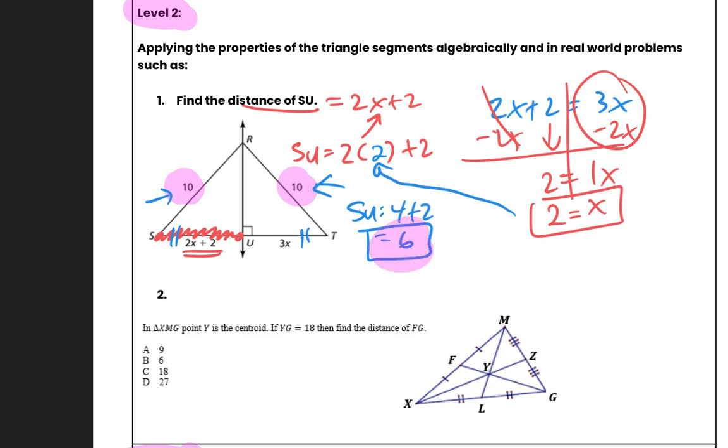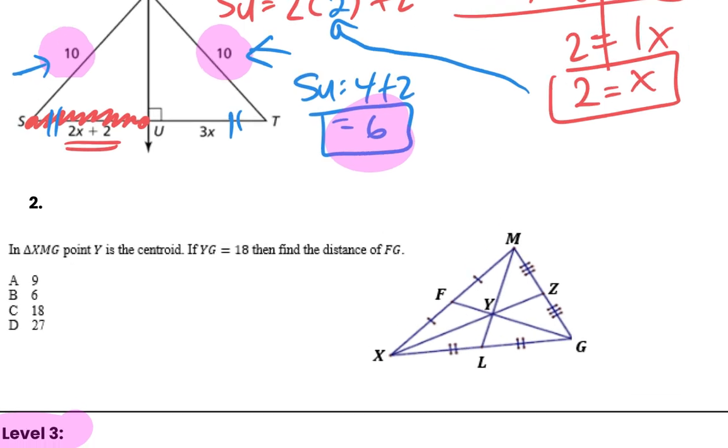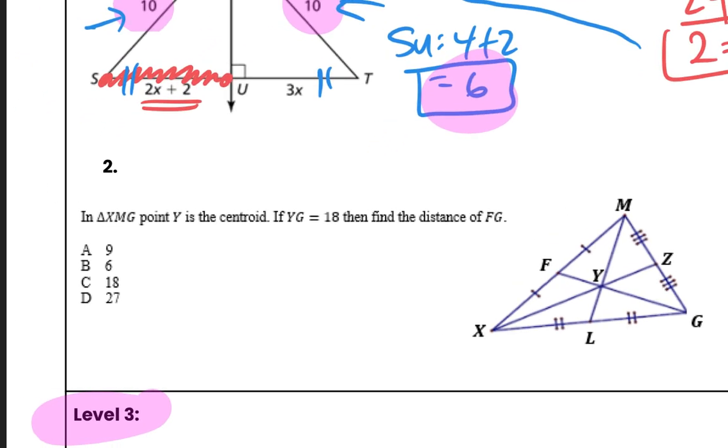So see if you can get this next one on your own. Let's go back. Think about what we talked about on the first page about this one. We talked about the centroid. What we need to remember with the centroid is that it has a 2-to-1 ratio of the medians.